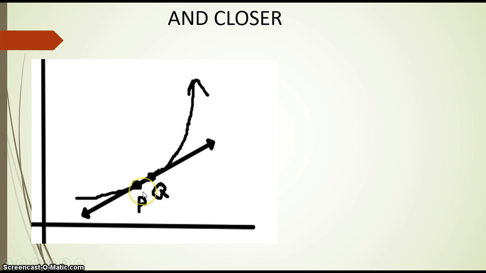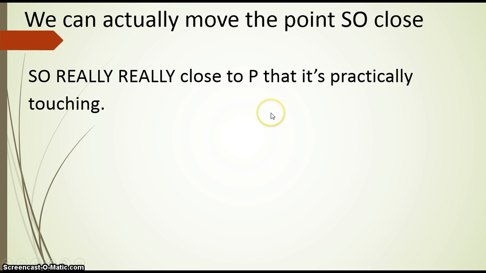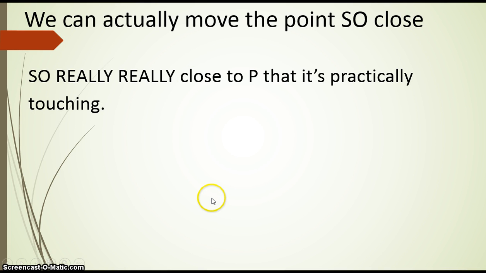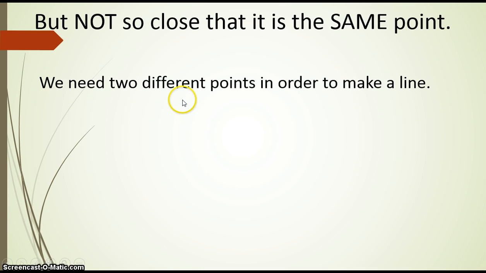Because remember, in order to create an actual equation of a line, I need the slope. I need 2 points to find that slope, and then I need a point to plug in. We can actually move that point so, so close to P that it's practically touching the point. That's the key. Super, super close, but not so close that it's the same point, because if it is the same point, I no longer have 2 points. They need to be 2 different points, but so close. We need 2 different points in order to make a line.